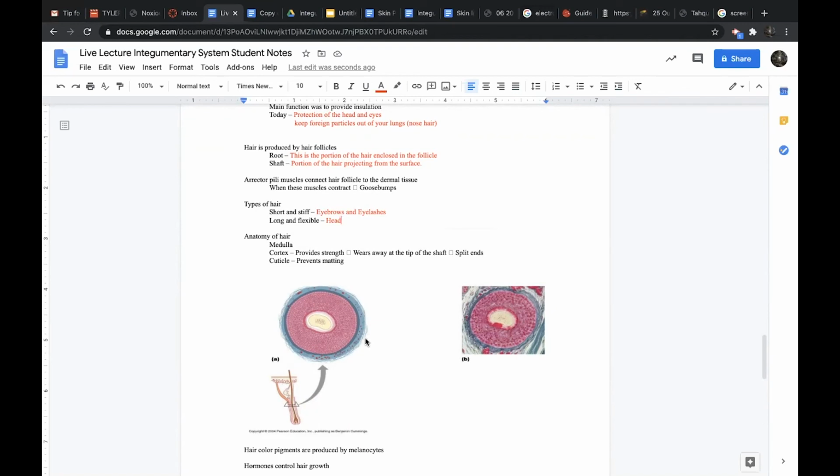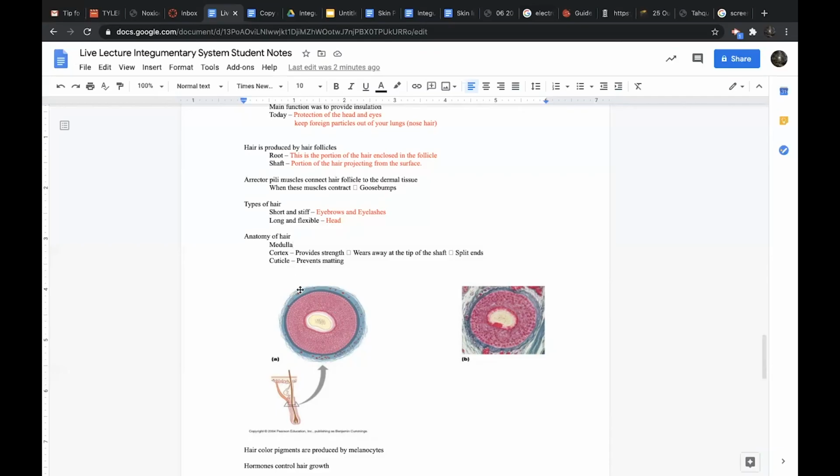Okay, so the medulla, that is just the middle. Okay, so this middle white part. So this is a drawing, this is an actual microscope image of the medulla. So that's the center, the core of your hair. Okay, the cortex is this outside part. Okay, and it tends to wear away at the ends, and that's what causes split ends. And so now there's probably some of you that are watching right now that are checking your split ends. Oh yeah, my cortex is running away.